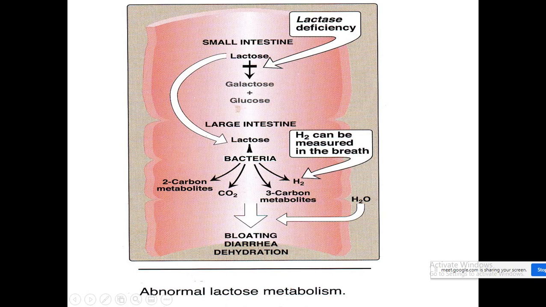So lactose cannot be digested to galactose and glucose, so it gets accumulated, and when it ventures into the large intestine, the intestinal bacteria act on this lactose and convert it into metabolites like carbon dioxide and hydrogen. This hydrogen can be measured in the breath because of the deficiency of the lactase enzyme. The gas production will be more because this lactose is acted on by the intestinal bacteria.